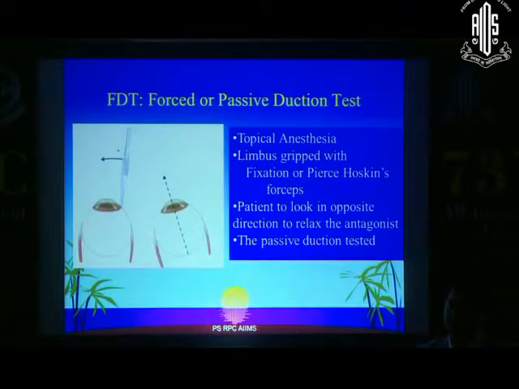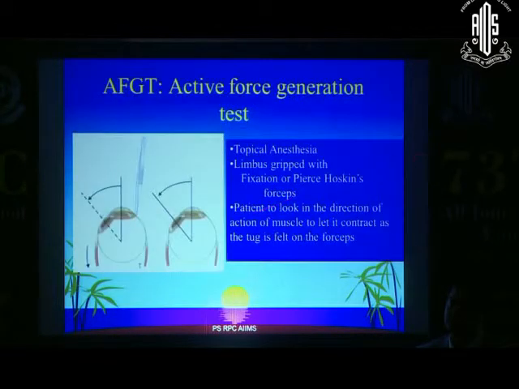A force reduction test can easily differentiate if there is any contracture of the opposite muscle. Under topical anesthesia, grip at the limbus, preferably with the Pierce-Hoskins forceps, so that we do not cause any hemorrhage. If you use a decongestant, either brimonidine, as Dr. Ramesh would like to use, or any other decongestant that you're fond of, ask the patient to look in the opposite direction, and then the passive duction is tested.